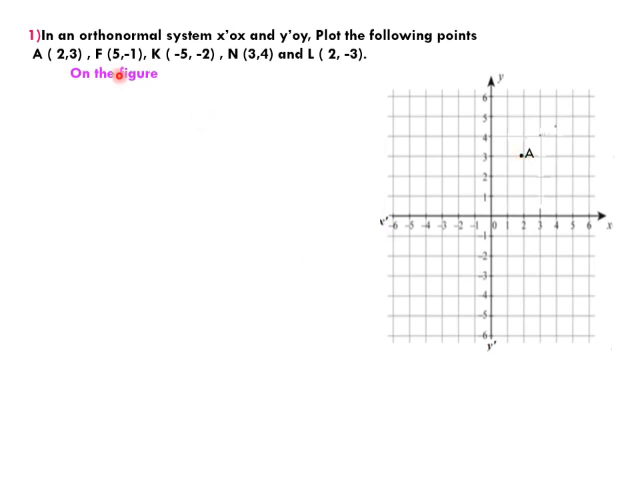Point F of coordinates 5, -1. Start at the origin, move 5 units to the right along x prime or x since its abscissa is equal to 5, then go down 1 unit along y prime or y since its ordinate is equal to -1. So point F is located here. Similarly, we plot points K and L.